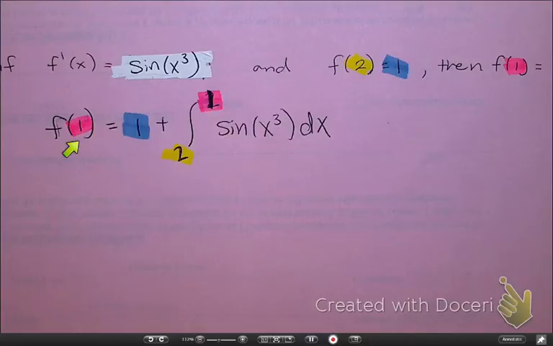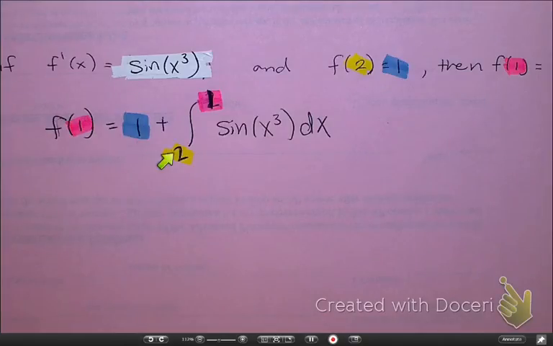If I'm looking to find f of 1, I take where I started. So this blue 1, this is where I started. My y value starts at 1, and the x value that it starts at is 2. So notice that 2 comma 1 came from my initial condition. At 2, the x value I started at was 2, my function already equaled 1.